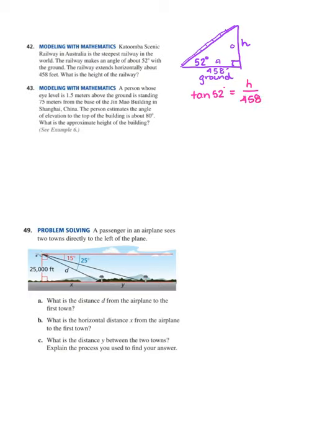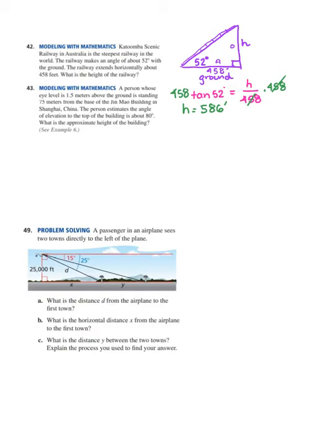That allows me to multiply both sides by 458 so that we can cancel that out. And then on your calculator, you're just going to go 458 tangent 52 so that you get your height. Oh my gosh, I just erased it on my calculator. About 586 feet. Good enough.